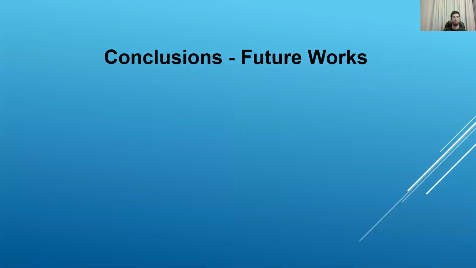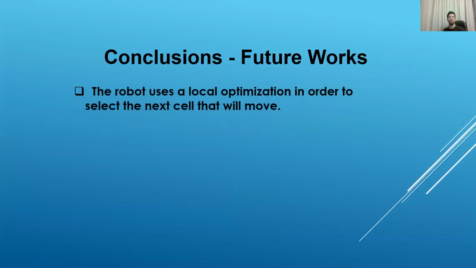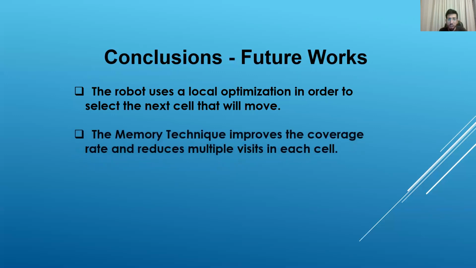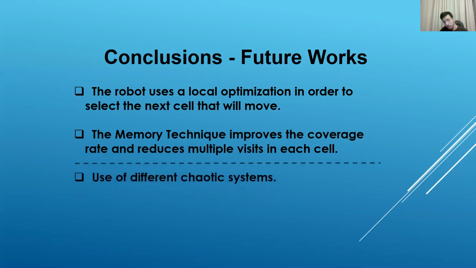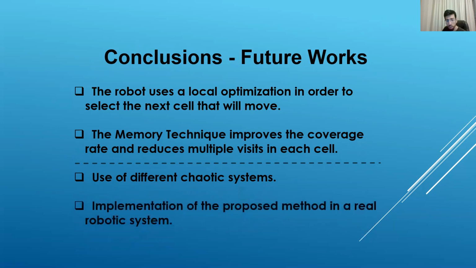So to sum up, the robot uses a local optimization in order to select the next cell to move to. The memory technique improves the coverage rate and reduces multiple visits in each cell. And of course, as a future goal, we can use different kinds of chaotic systems in order to study the behavior of the robot. And finally, we want to implement the proposed method in real robotic systems in order to see and deal with the practical challenges.